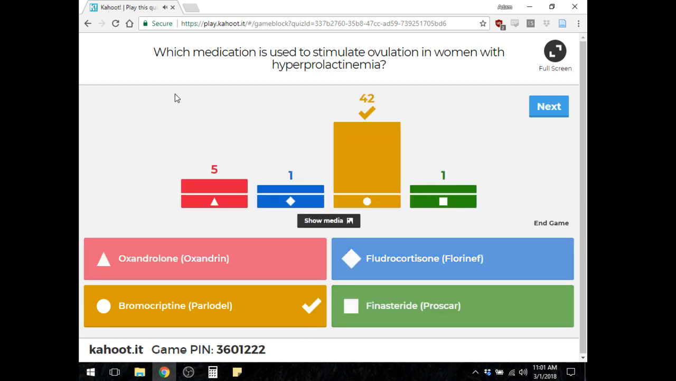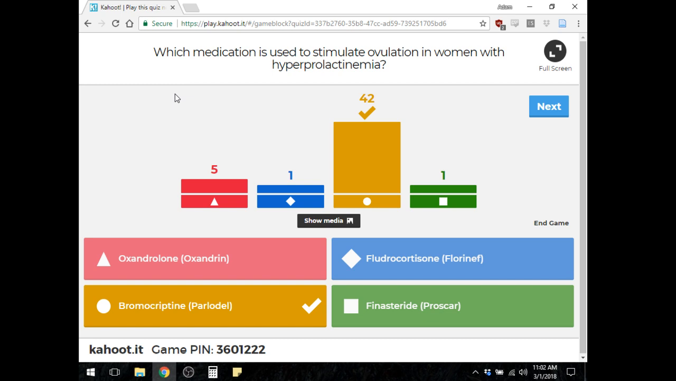Yes, bromocriptine is the correct answer because bromocriptine is what? It's a dopamine agonist, right? So by activating dopamine receptors, you cause the seesaw to shift again, and you let up on prolactin levels. They should diminish when you have dopamine agonism. Conversely, with the first-generation antipsychotics, when you block dopamine receptors, what happens to prolactin levels? They go up, right? So again, keep that seesaw effect in mind. That's how we can treat that.